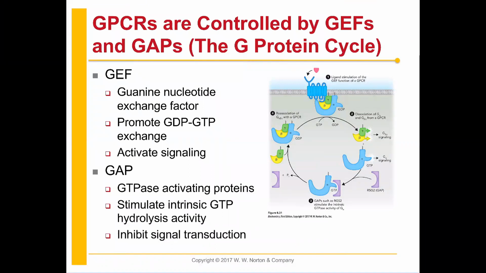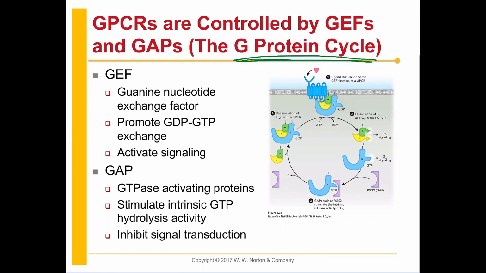But this is really great. But how do we terminate a signal? Once you've started this, how do you make it stop? Because if you can't make it stop, it's going to go out of control. So there are really 2 different ways. One is the G protein cycle, and the other is receptor desensitization. And so that's the next one we'll talk about.